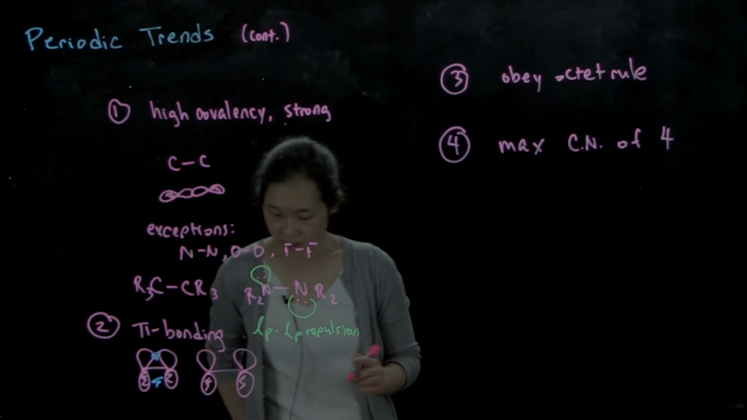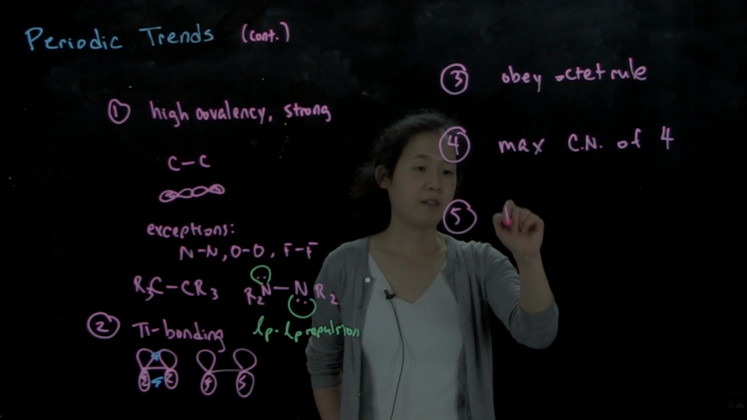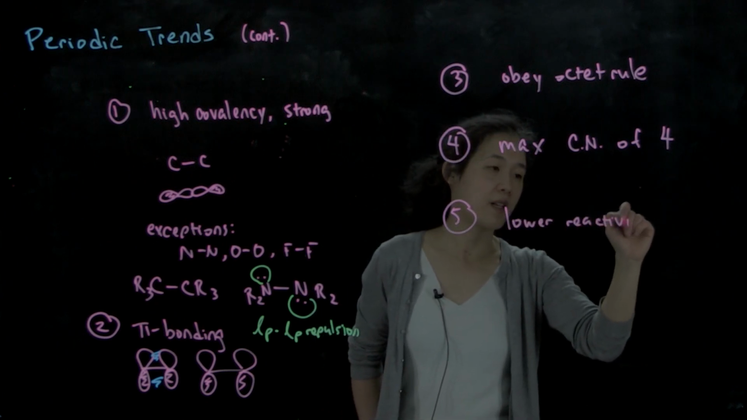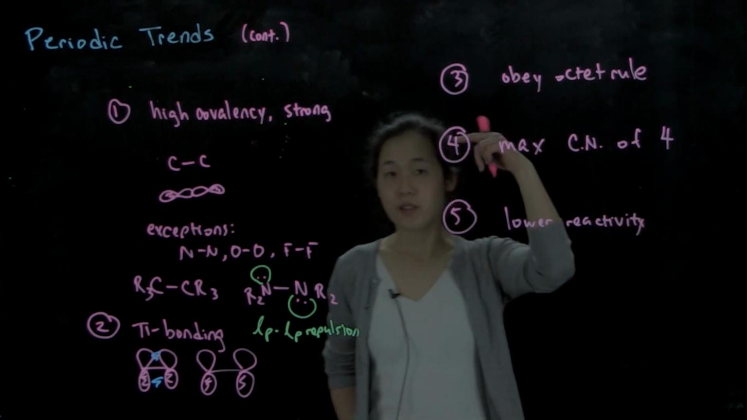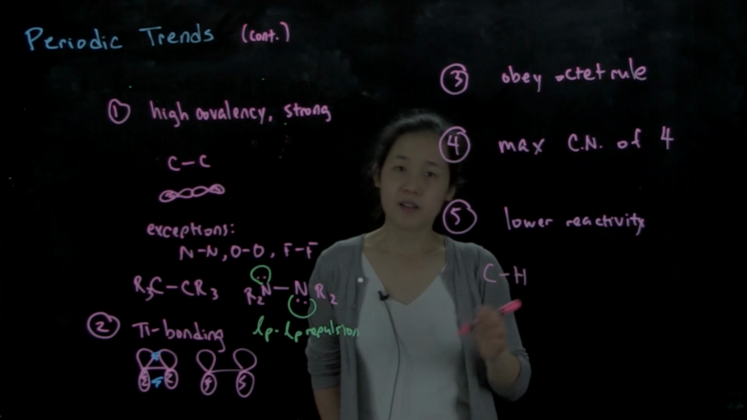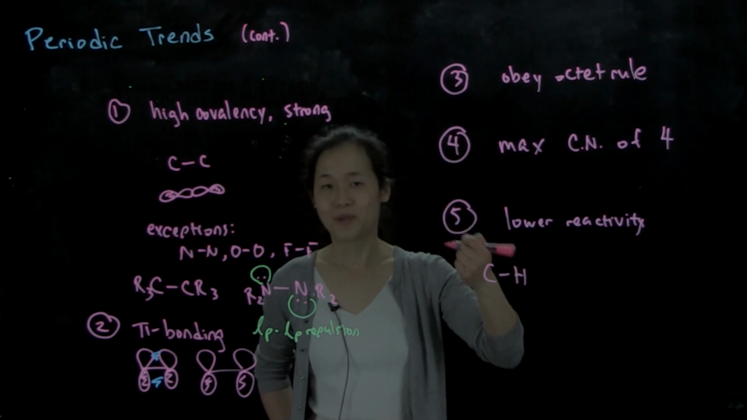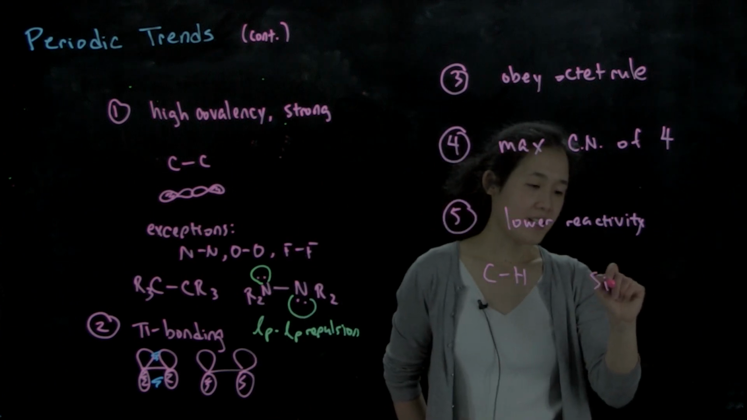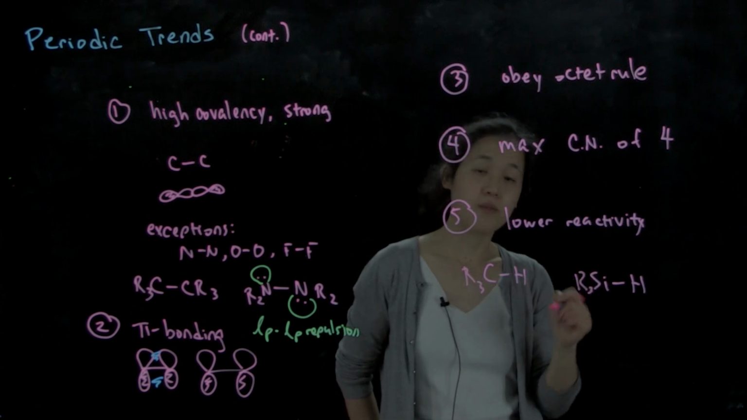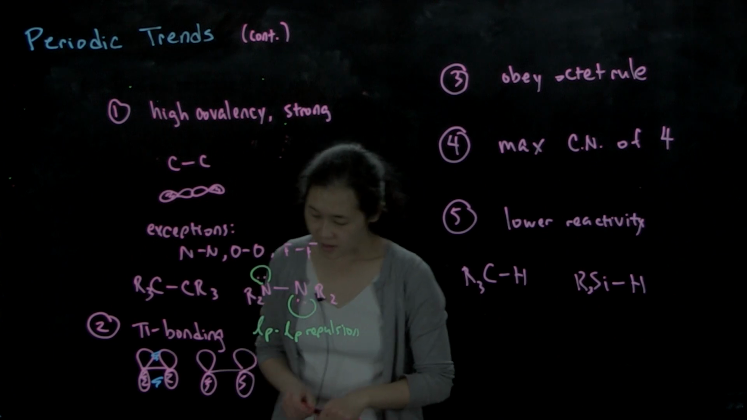All right, and then the last thing is lower reactivity compared to the corresponding further down the group elements. So for example, a CH bond doesn't oxidize in air typically unless you apply a lot of activation energy to burn things. In contrast, many silanes oxidize in air spontaneously, so they're more reactive.